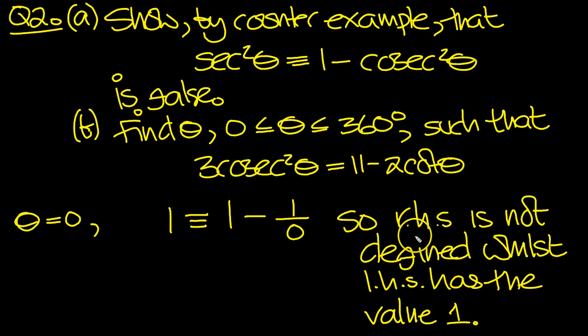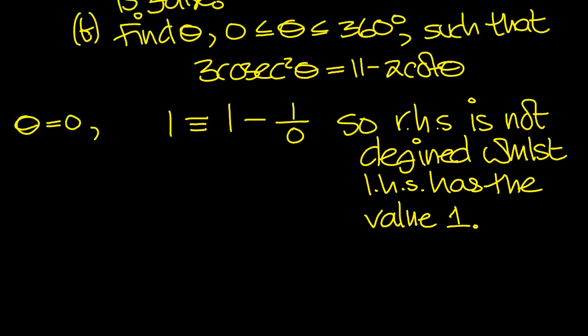There's the counterexample there. Because when theta is 0, this right hand side is not defined, whilst the left hand side is defined and has the value 1. So that's false then. So part B.